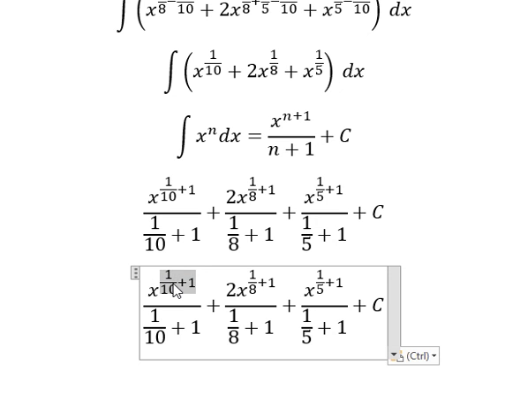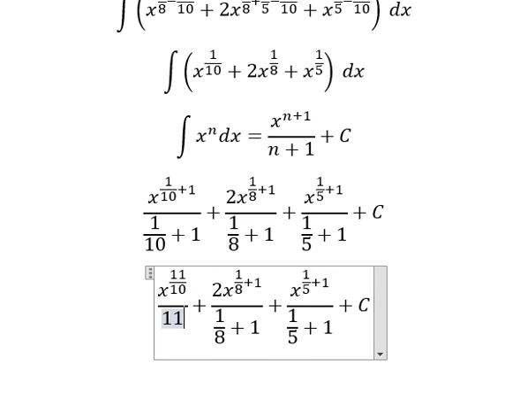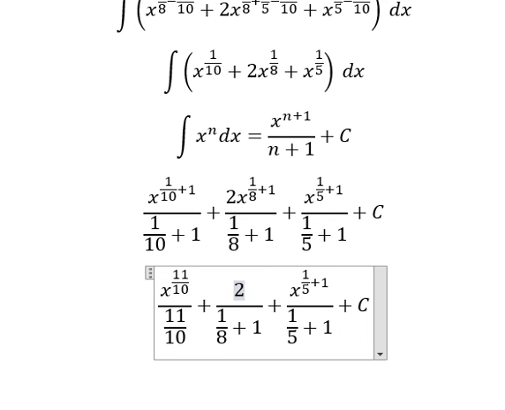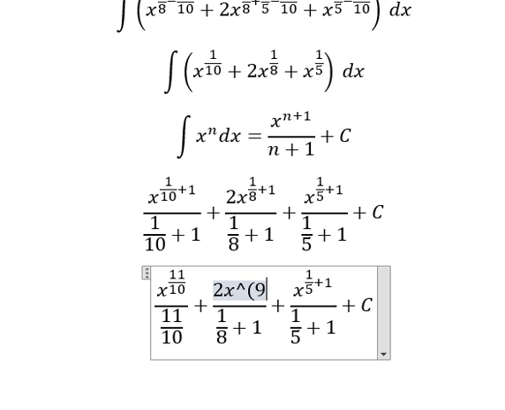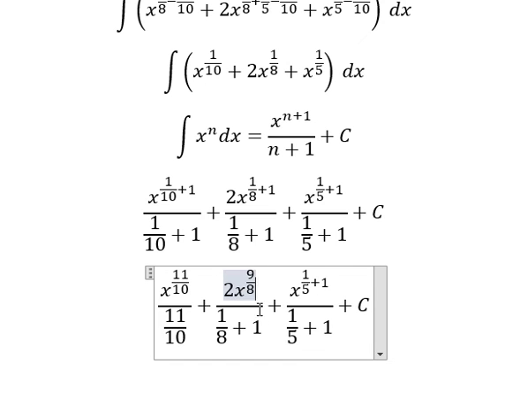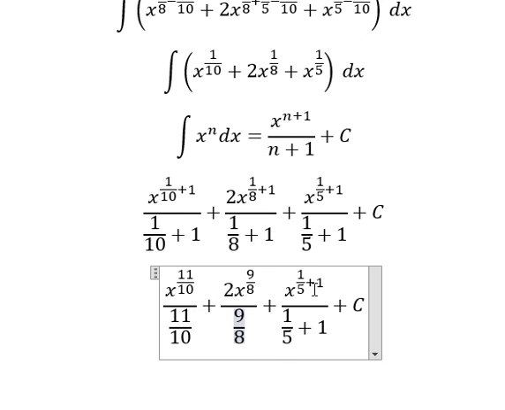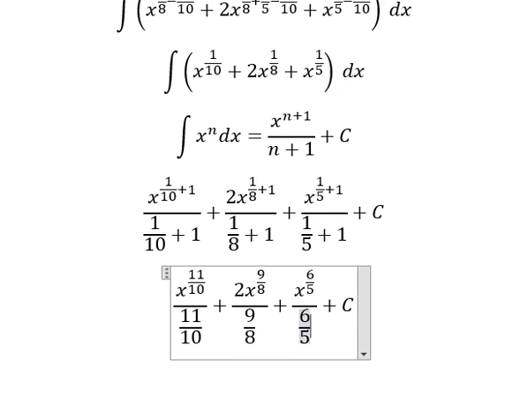This one we have 11 over 10. This one we have 9 over 8. This one we have 6 over 5. And this is the final answer.